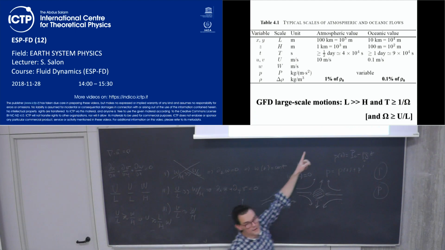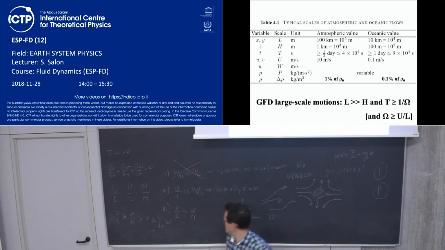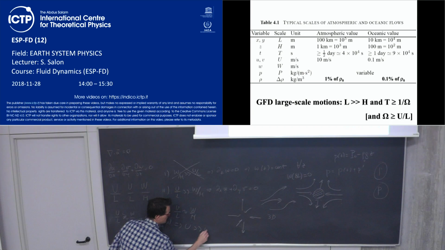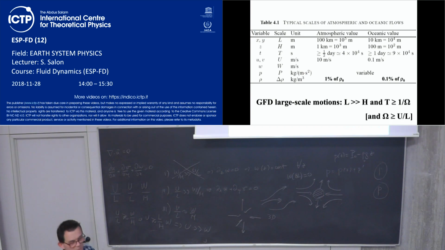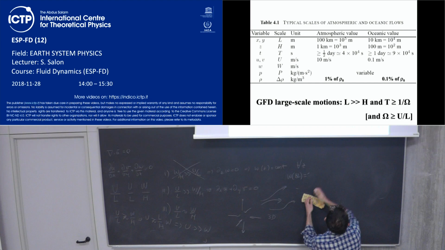L over H is a number much larger than 1. So it means that U is much larger than W, which is something that we can hypothesize from intuition, but here it is a little bit more solid, okay? So we can also add here, like that.